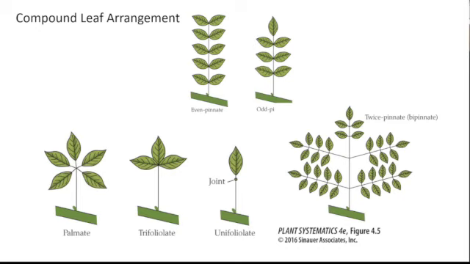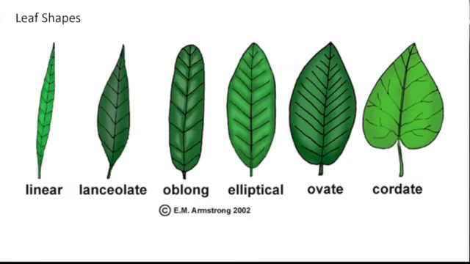If you do have compound leaves or even simple leaves, those compound leaves have specific types of arrangements, and you can study these as well. And you'll want to know leaf shapes. Linear, an example would be grasses or willows, which have linear leaves. Cordate is a common one. You'll see this with cottonwoods.